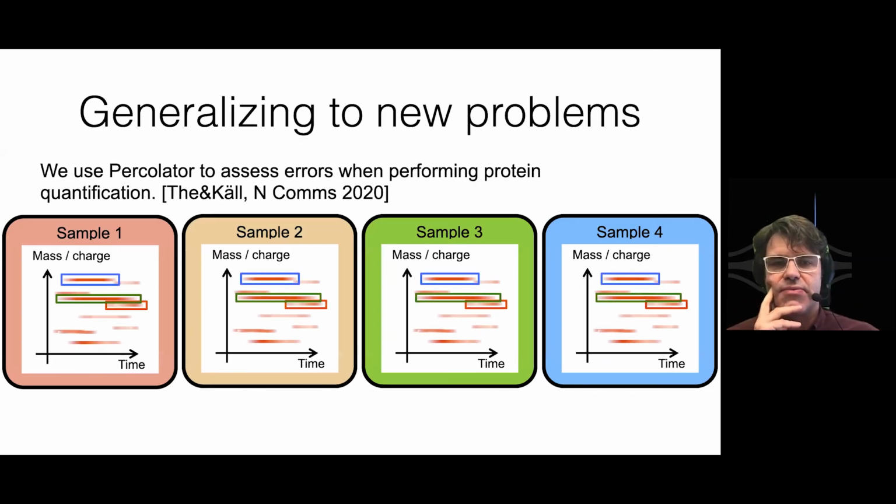Another possibility for us now is that we can generalize the use of Percolator to new problems. Particularly, we've been looking at the possibility of using Percolator as an aid in performing protein quantification. When you are comparing different runs, you often find errors both in mass and retention time, and these can be weighted optimally using the Percolator algorithm. This is something we have done in a recent publication, and we are also thinking about extending this procedure to other quantitative search algorithms as well.